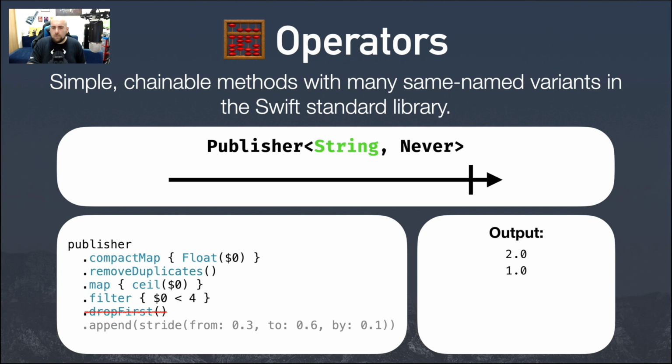Now we got to our completion. So this completion is going to trigger the append operator here, which basically can take either a different publisher or an array or any sequence. So here it takes a stride from 0.3 to 0.6 by 0.1. So we're going to get 3, 4, 5 appended to the end of our publisher. And then we're going to get the finishing event.